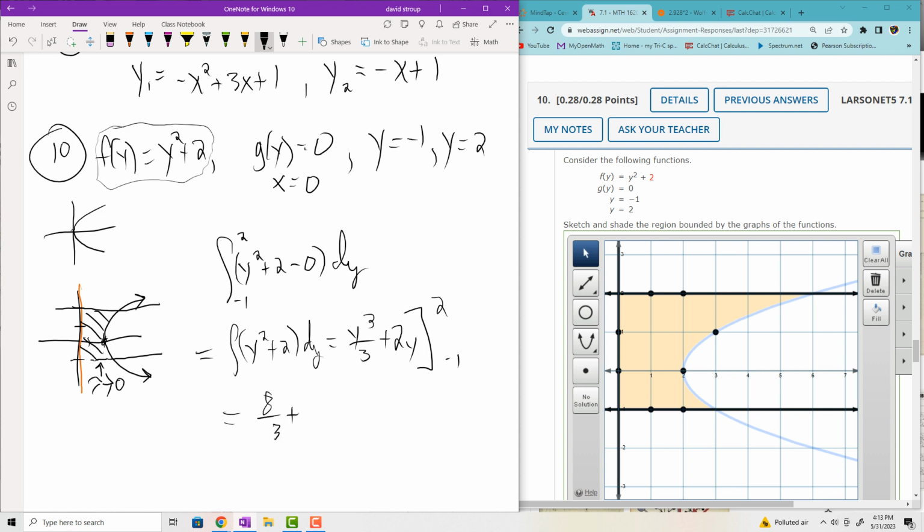So 8/3 plus 4 minus -1/3 minus 2. And that'll be 8/3 plus 1/3 is 9/3, which is 3. And then 4 plus 2 is 6. So that'll be equal to 9.